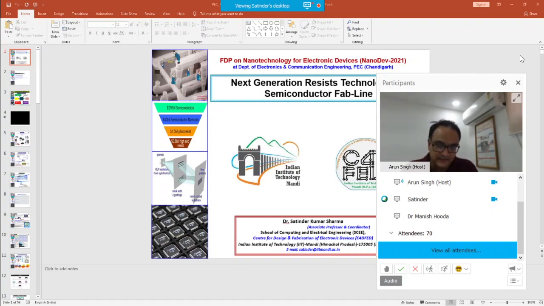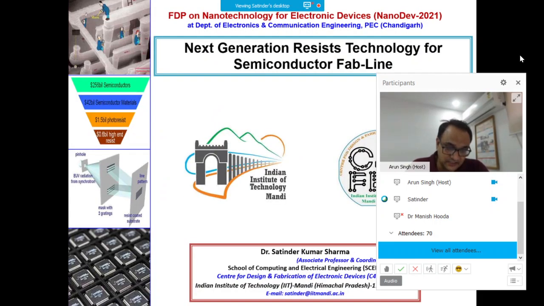Dr. Satinder received an MSc degree in physics with specialization in electronic sciences from Himachal Pradesh University in 2002. Then he received a PhD from Kurukshetra University, and his research work was on the silicon based gate dielectric materials for VLSI technology. He has worked as postdoctoral fellow at IIT Kanpur. He was the faculty member of electronics and microelectronics division at IIIT Allahabad from 2010 to 2012. Currently, he is working as an associate professor with School of Computing and Electrical Engineering at IIT Mandi.